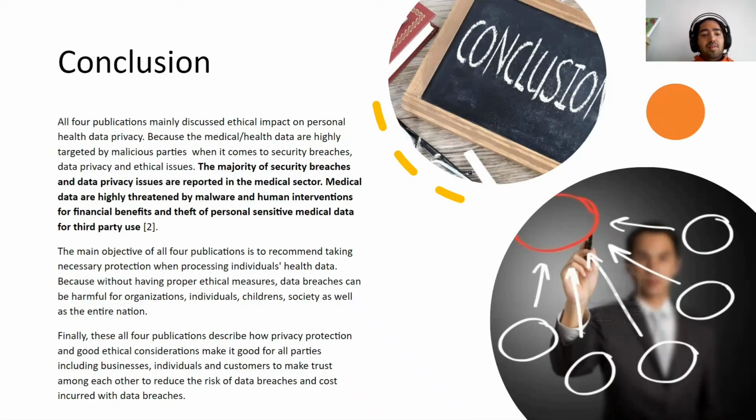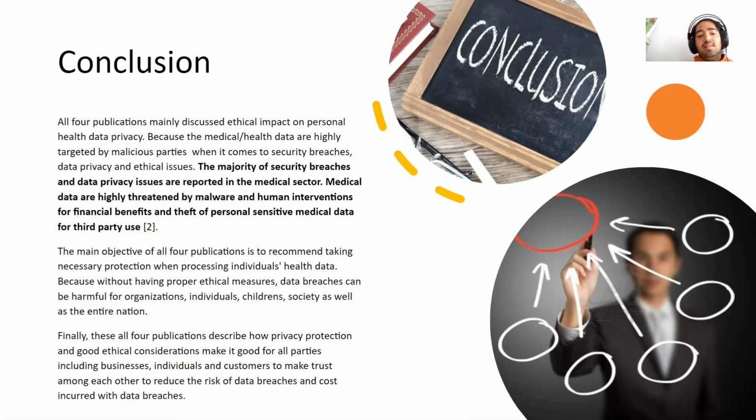The main objective of all 4 publications is to recommend taking necessary precautions when processing individuals' health data, because without proper ethical measures, data breaches can be harmful for organizations, individuals, children, society, as well as the entire nation. Finally, these 4 publications say how privacy protection and good ethical consideration are good for all parties, including businesses, individuals, and customers, and build trust among each other to reduce the risk of data breaches and the costs incurred with them.